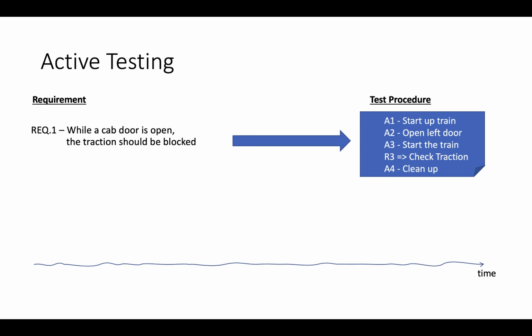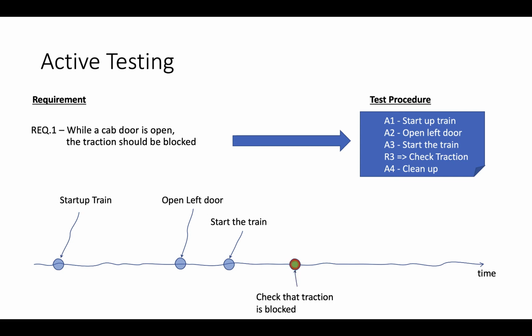To better understand how test effort is spent, let's take a look at the test case placed on a timeline. The first action was to start up the train. Then we need to wait for a while to give the onboard systems a chance to start up. Then we open the left door. We wait for time to let the door open, and then we try to start the train. We wait and we check that the traction is blocked, and we note the verdict in the test record. Finally, we need to clean up everything.